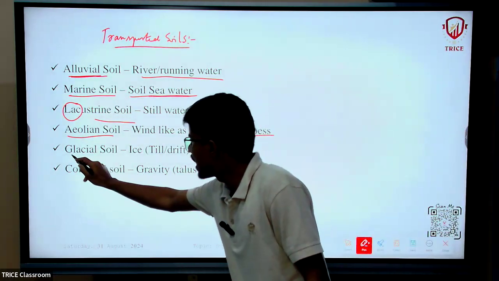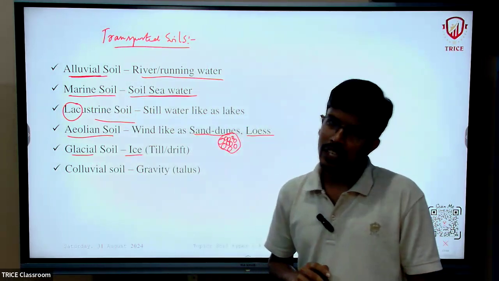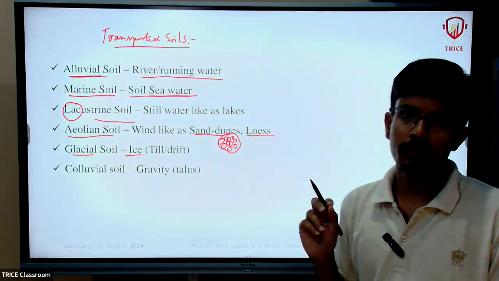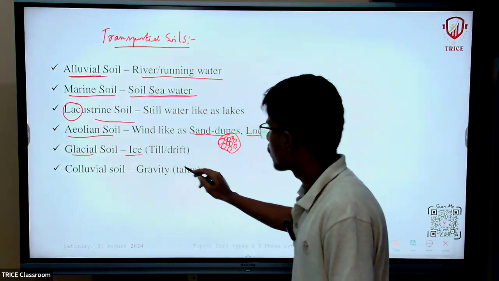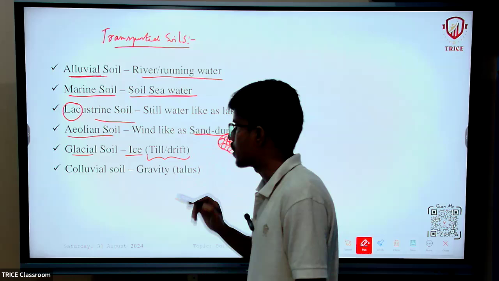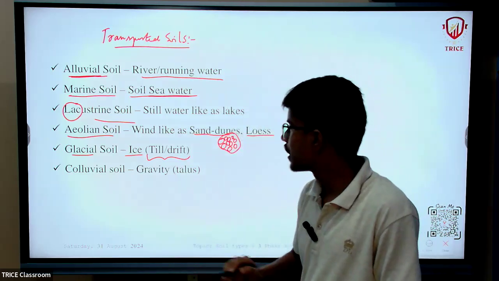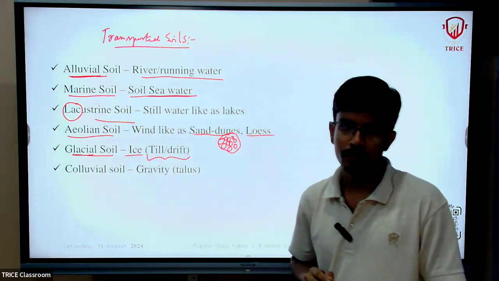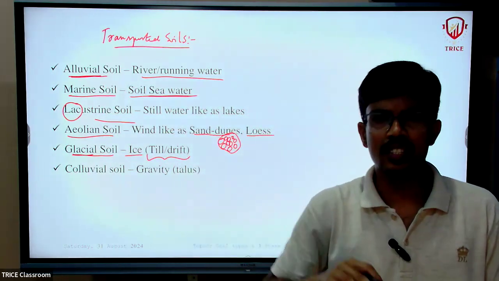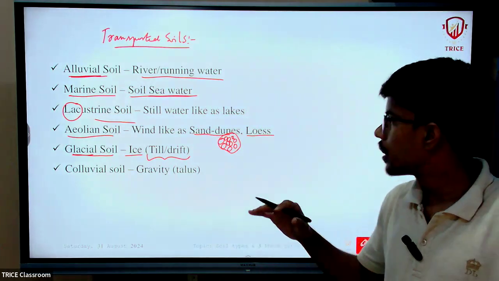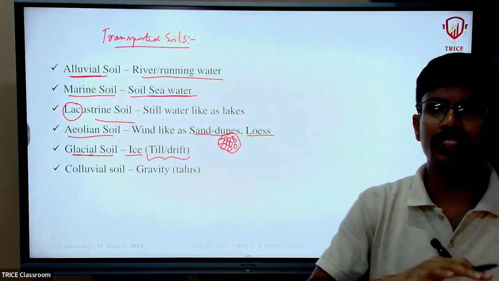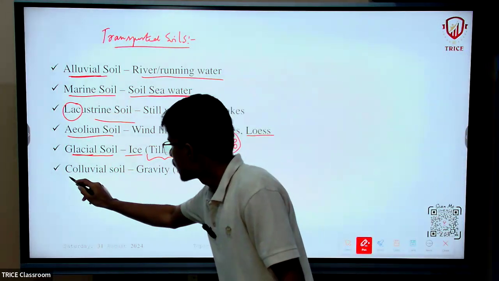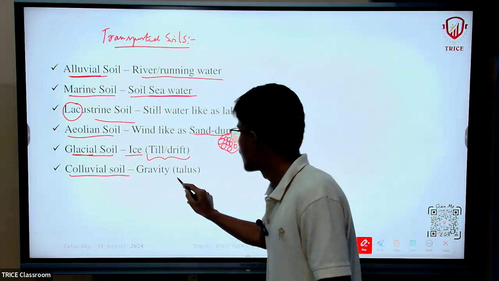Then if you take glaciers, nothing but ice, the common terms are till or drift. So these are the soils formed by ice formations. The ice till or drift, nothing but the ice formation, this soil we call glacial soils. When a landslide occurs, what happens? The soil gets deposited freshly, due to the action of gravity or the landslide. We call these colluvial soils, or talus.